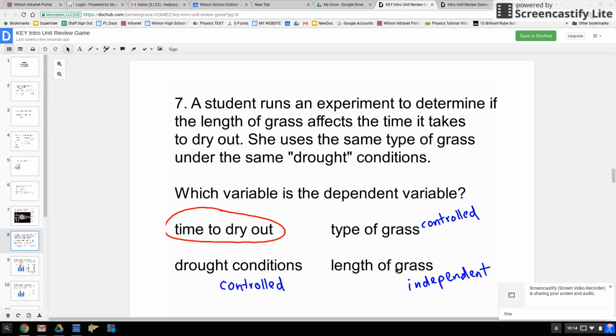She is changing the length of the grass on purpose, right, to see if that affects the time to dry out. All right, so here length of grass would be your independent, but time to dry out would be your dependent variable.